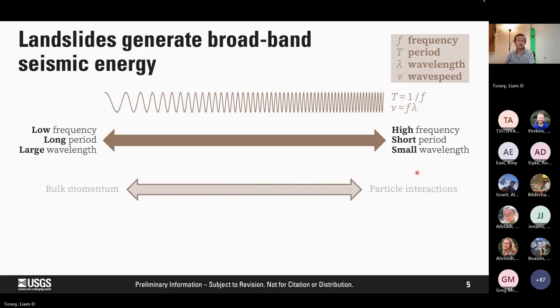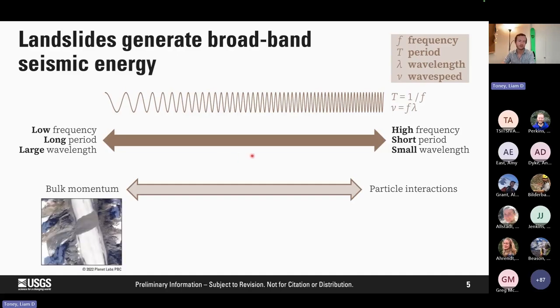And so we can think of the mechanism of seismic wave generation by landslides as this spectrum. Again, on the left, we have the long period seismic waves, and these are made by sort of bulk momentum transfer into the earth from the landslide.